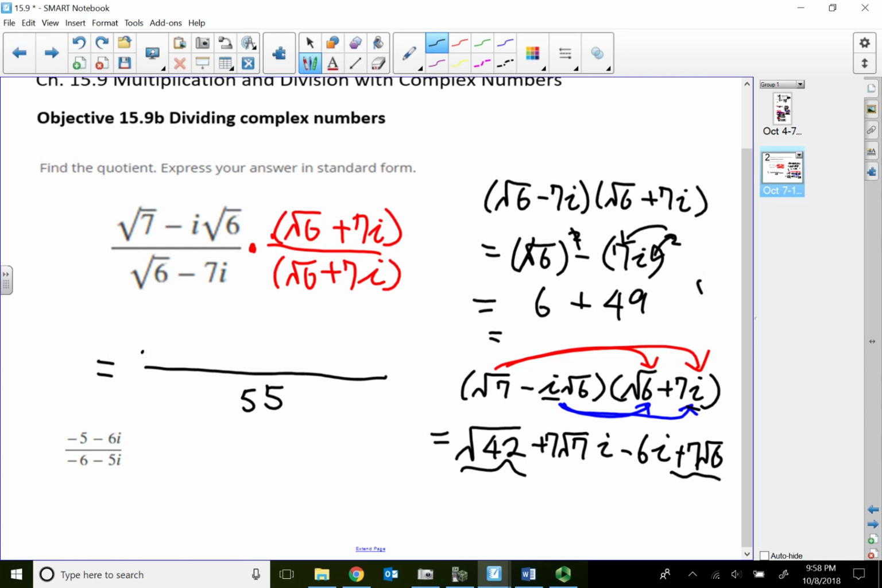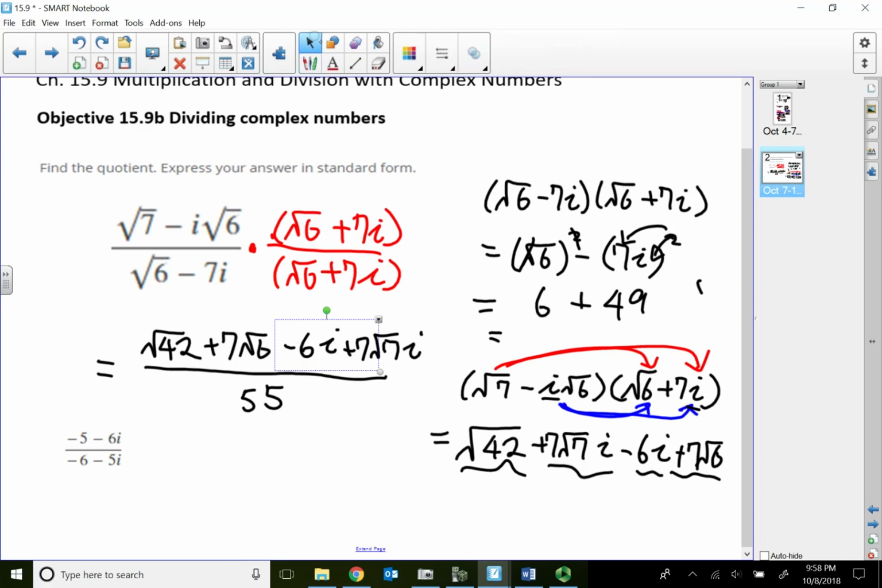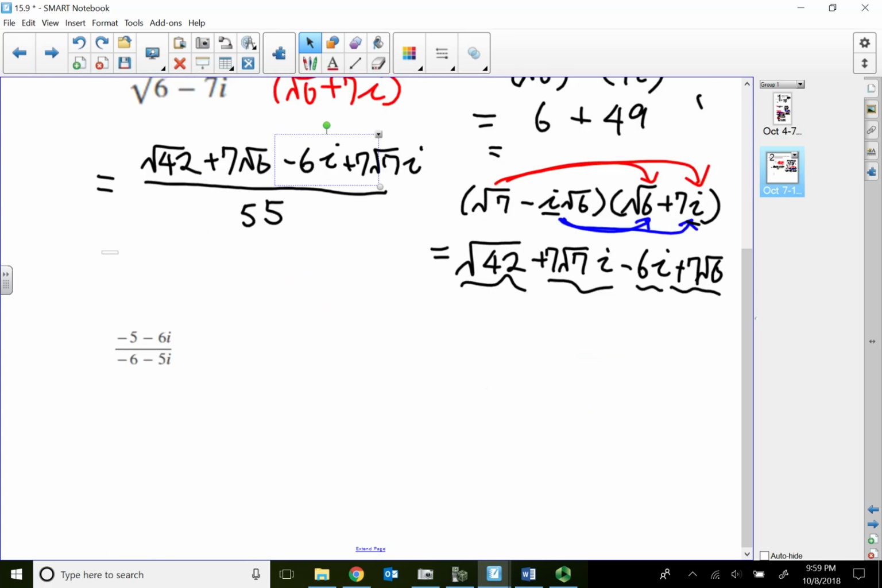So that would be square root of 42 plus 7 times square root of 6. And the two terms with an i, put in the following. So I'm going to do the minus 6i first, and then plus 7 times square root of 7i. So basically, my whole numerator now has 4 terms. There's no like term to combine. So what I can do is split them into 2 parts: the first 2 terms, the real part, separate from the imaginary part.